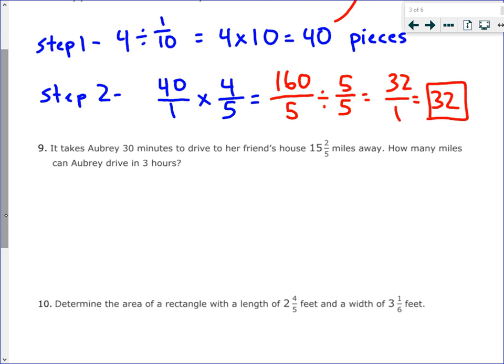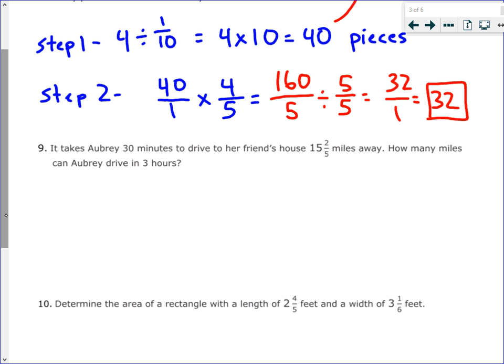32. It takes Aubrey 30 minutes to drive to her friend's house, which is 15 2/5 miles away. How many miles can Aubrey drive in 3 hours? So quite a bit going on there. I mean, you can use kind of common sense and logic here, and you can figure out how many 30-minute chunks can go into 3 hours. And if you can do that, then you can do it that way. So in this case, it'd be 6 of them. 30 plus 30 is 1 hour, and well, you have 3 more of those, so that would be 3 hours. So 6.